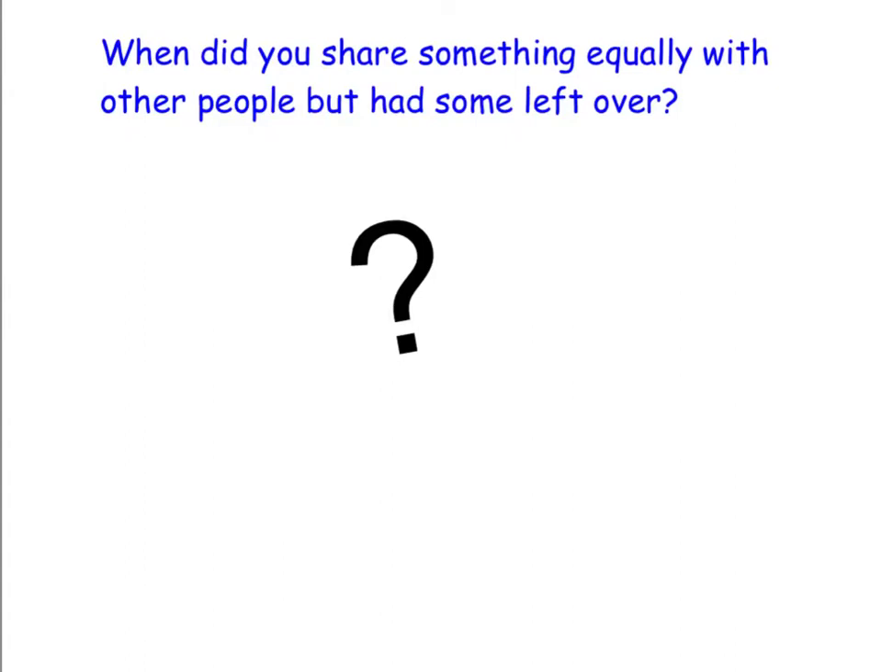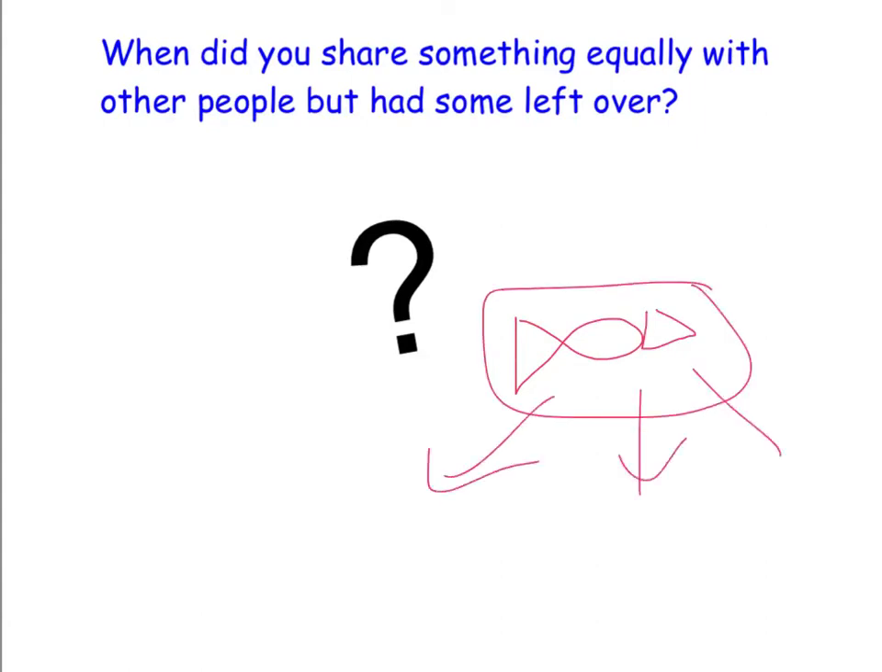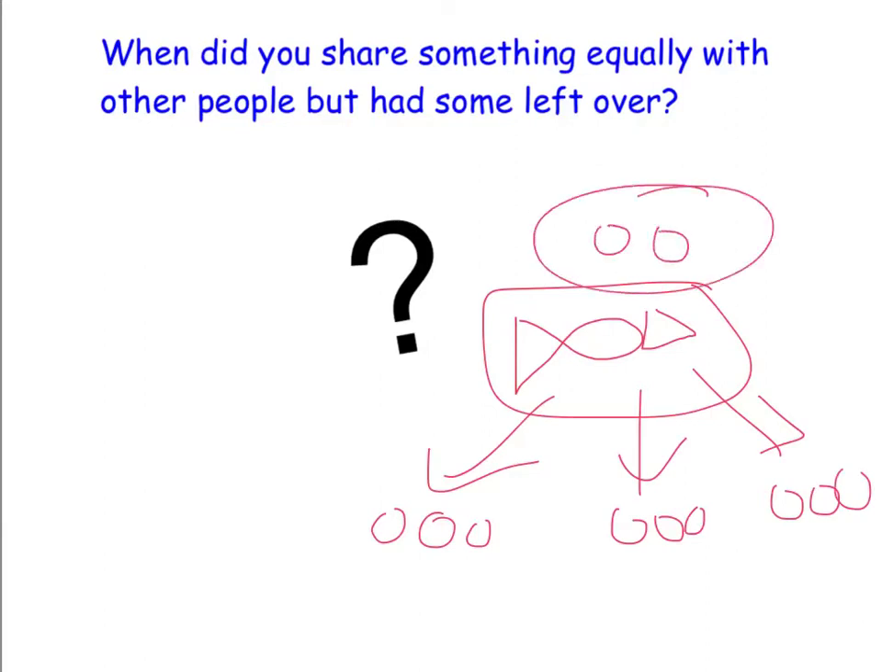Now, when did you share something equally with other people and had some left over? We could have any sorts of examples. We could talk about candy. That's supposed to be a candy piece. It's not very good. But if you had that with a bunch of other kids, maybe after Halloween, you could have one kid gets a piece, one kid gets a piece, he gets a piece, she gets a piece, she gets a piece, she gets a piece, she gets a piece, he gets a piece, he gets a piece. Oh wait, we have 2 left over. There's our remainder. There's some left over.